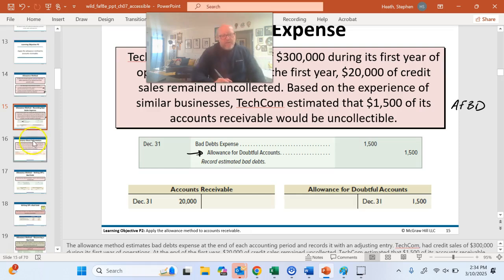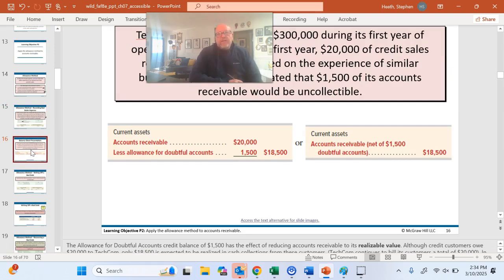All right. So this was the book's example, right? They have total accounts receivable of 20,000 and then allowance for doubtful accounts of 1,500 for a net amount of 18,500. You could also show it alternatively this way: accounts receivable net of a 1,500 doubtful account, 18,500. But the important thing is that we are definitely showing the 18,500 is the real amount that we anticipate collecting, not the 20,000 that's actually in the T account.